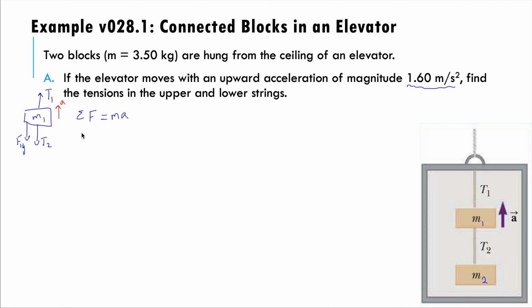So we're going to have T1 going up, and we're going to subtract the other two forces going down, T2 and F1G here. I'm just going to call it M1G. And let's not forget this M here was also M1. So all of this is equal to M1A. So we know A, we don't know T1 and T2. We have two unknowns. Let's move on to our second block, M2.